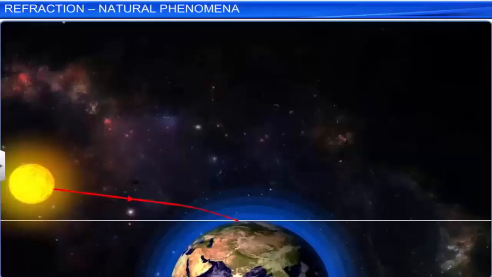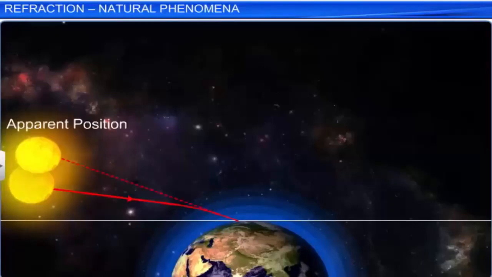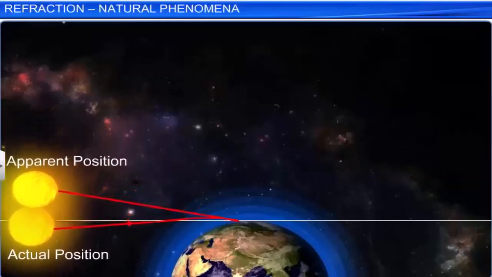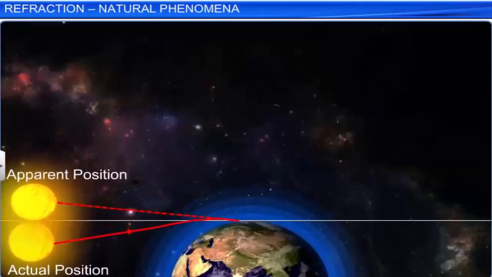Observe how the apparent position changes with a change in the actual position of the Sun. When the Sun is just below the horizon, the apparent position is a little above the horizon. Due to this, the Sun is visible about 2 minutes before actual sunrise and 2 minutes after sunset.